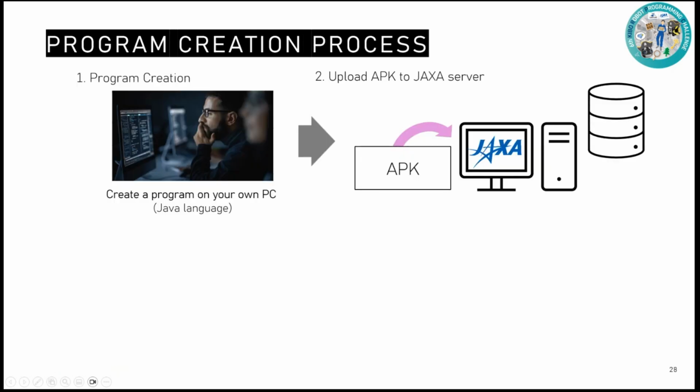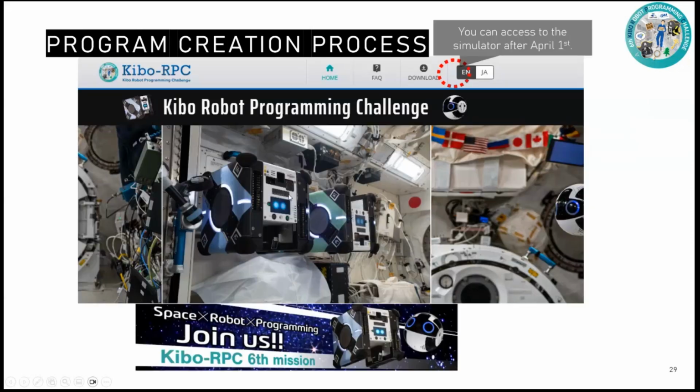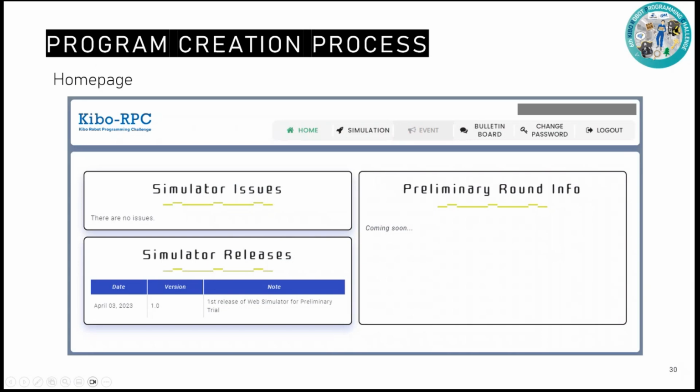Next, upload the APK that you created using your account on the simulator website. You log on to this JAXA simulation server using the ID you receive after the registration. The simulator will be available after April 1st. When you log in, you will see a screen like this one. It's a home page, basically.